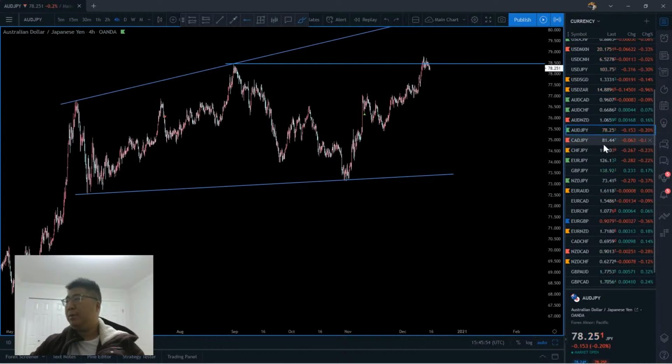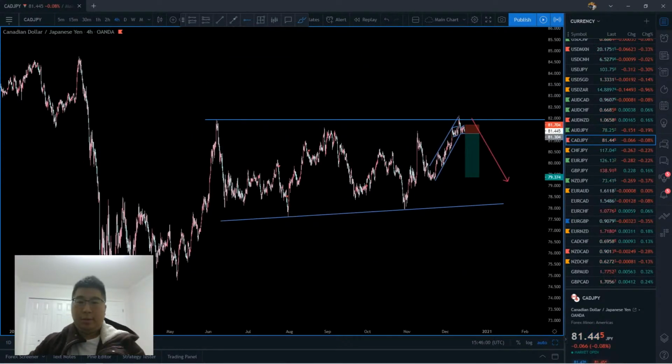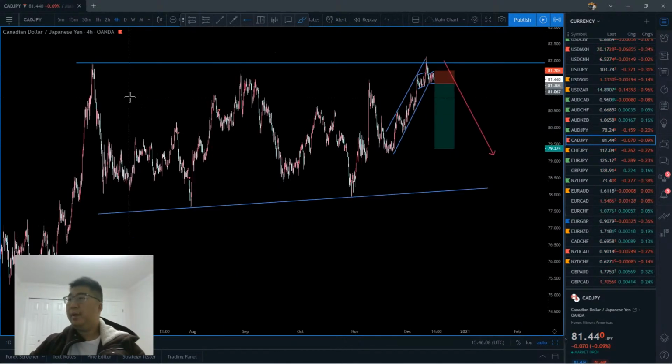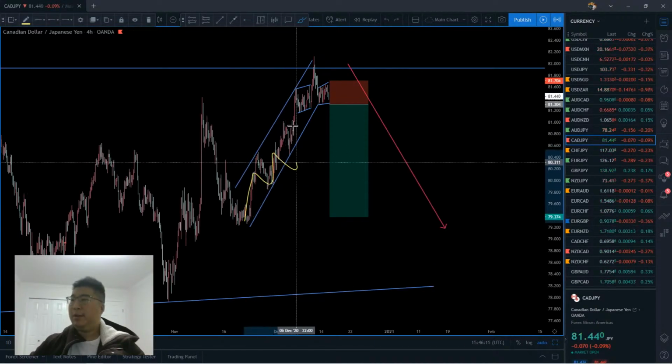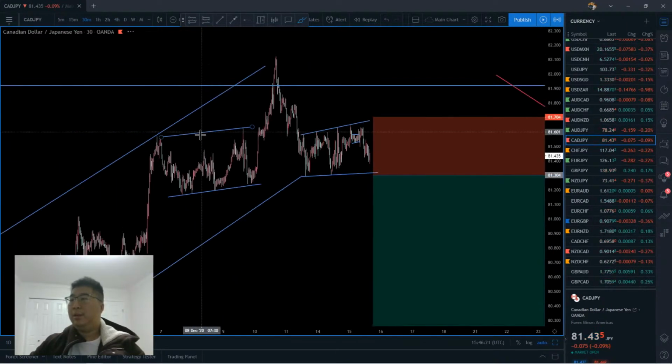CAD yen is the better one. A few of you guys asked about CAD yen. I do like CAD yen. I think it's my favorite one, and I do have an order here. Price has this double top, and we have this correctional structure moving the price up. A very corrective phase.